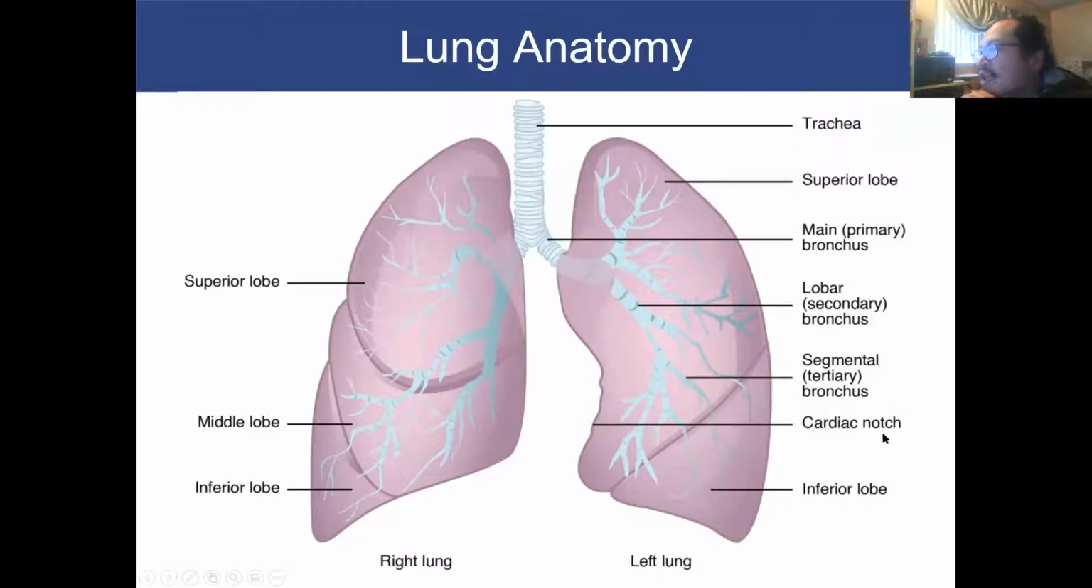So the right lung is larger, and the left lung is a little bit smaller. This is called the cardiac notch. So that's this one. The heart is here, and this kind of squeezes the left lung a little bit. So we have this cardiac notch right here. So that's that.